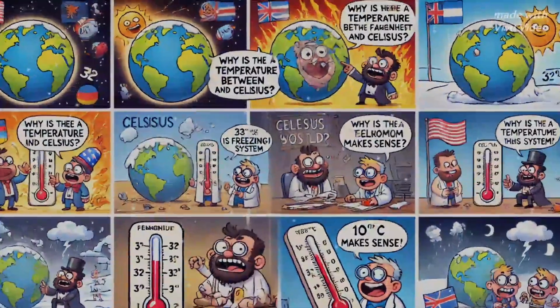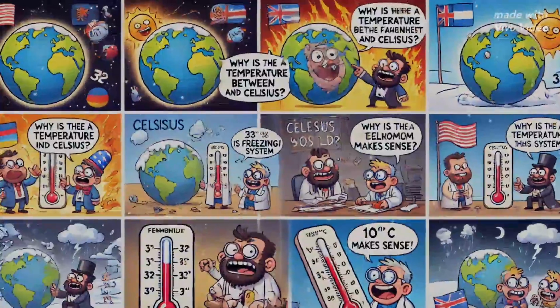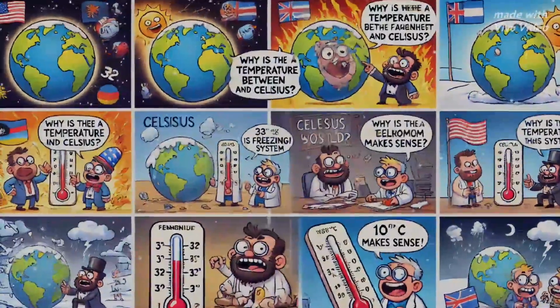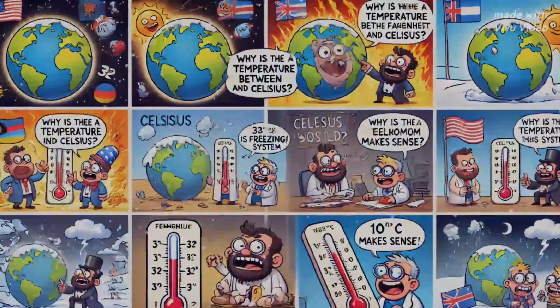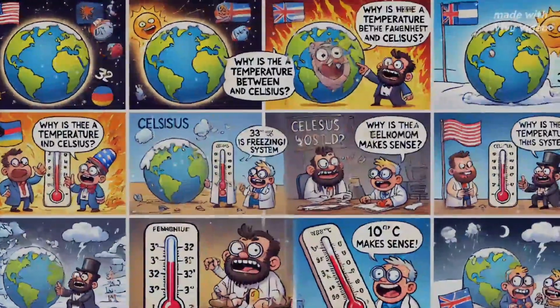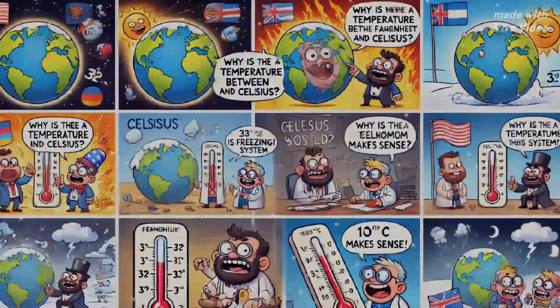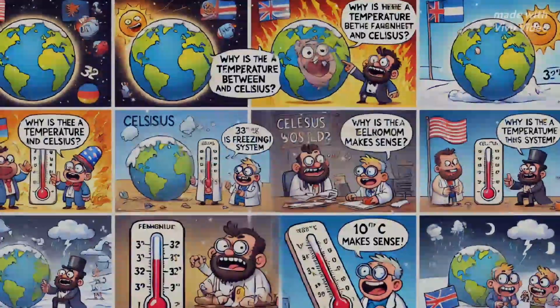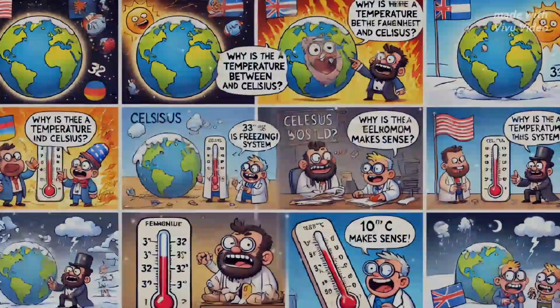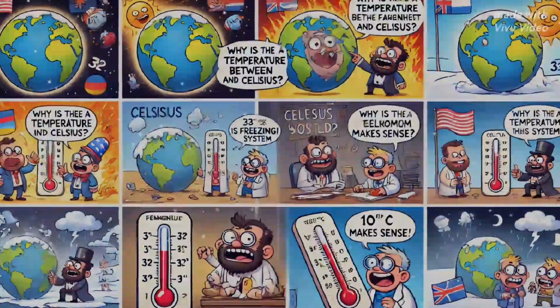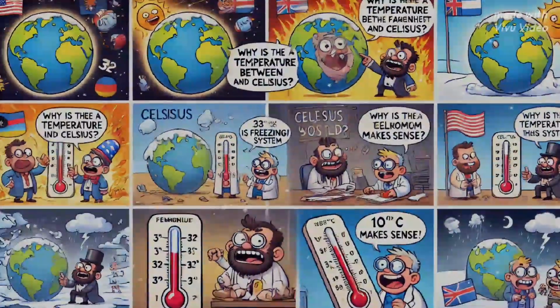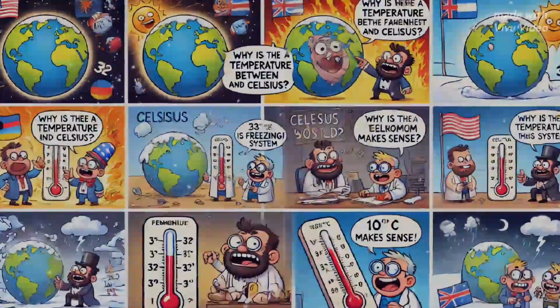In today's episode, we'll answer an intriguing question. Why is there a temperature divide between Fahrenheit and Celsius? Here's something wild. If you took every thermometer in the world and laid them end to end, half would show one temperature scale and half would show another. And that divide has led to everything from ruined recipes to lost spacecraft.